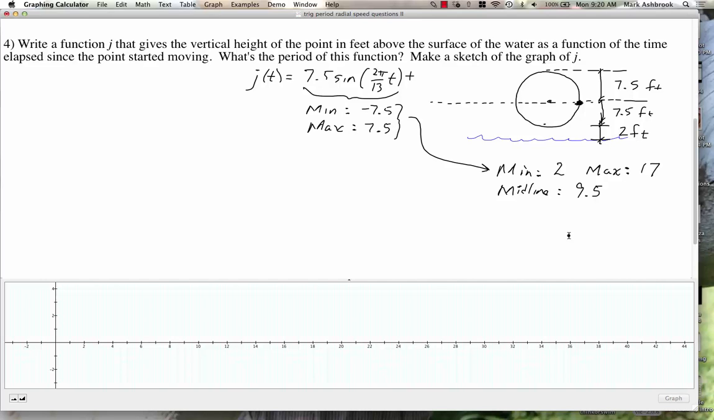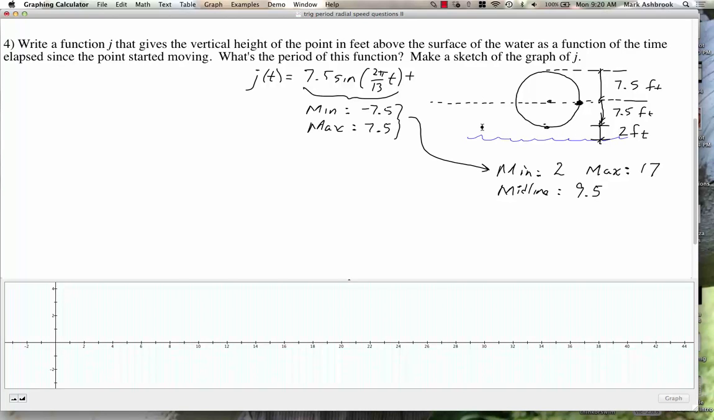Gonna add 2? We got to get that midline all the way up from 0 all the way up to 9.5. Not up 2. If you add 2, what will you get? You'll get a circular rotation that's centered at 2. Your new midline would be 2. So a lot of the wheel will be under the water. We know that the whole thing is above the water.